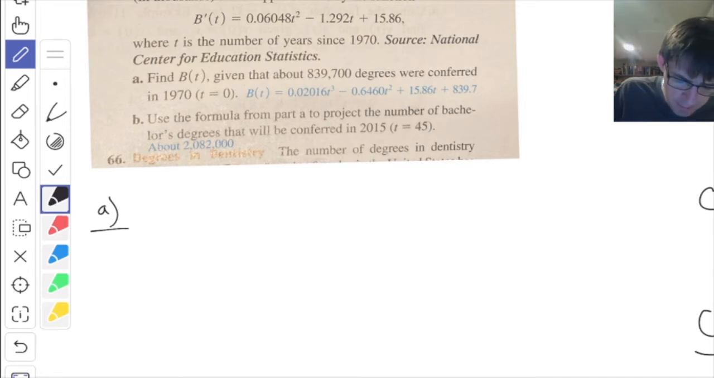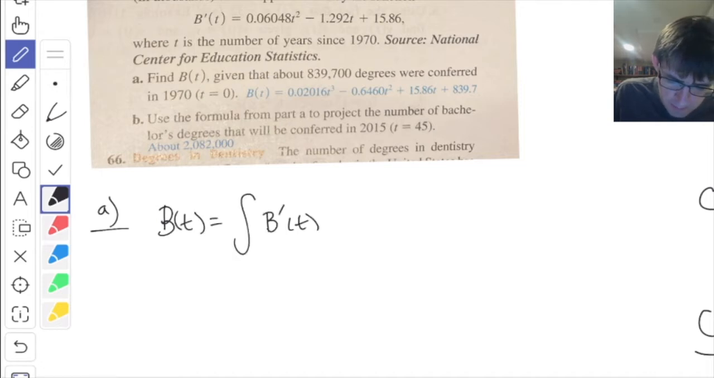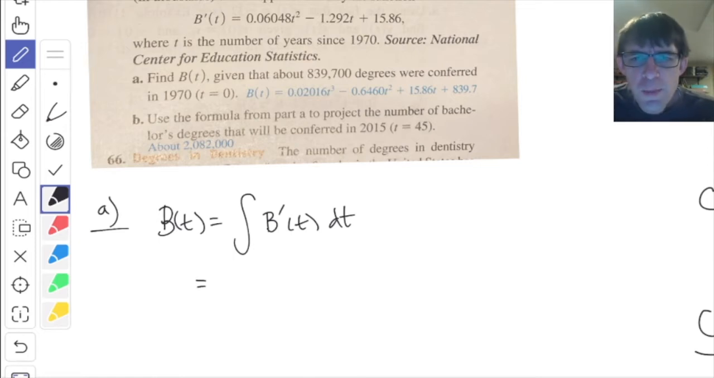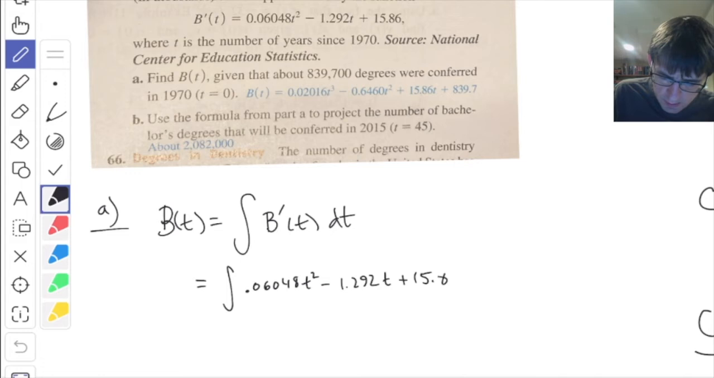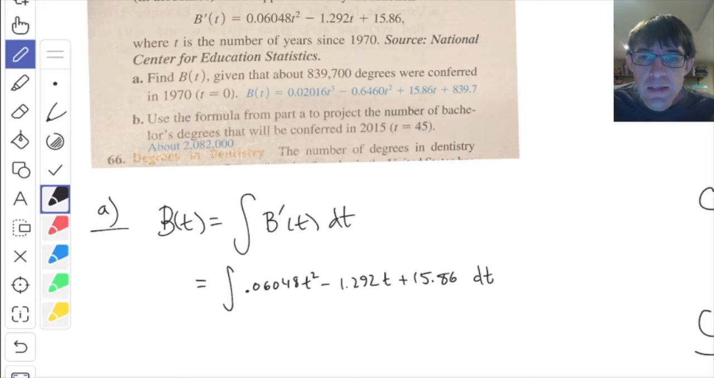So b of t is the antiderivative of b prime of t, right? dt. Hope you don't mind the t variable. Some people only like x. T is fine. Okay, so you just put that formula in here. So this is the integral of b prime of t they gave us, 0.06048 t squared minus 1.292 t plus 15.86, right? dt. And we have to find the antiderivative of this.